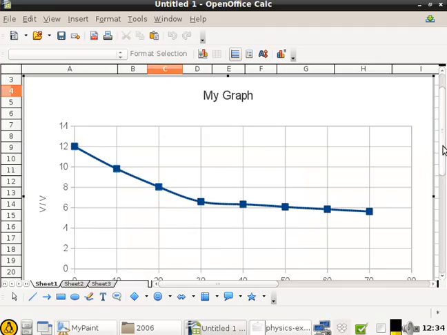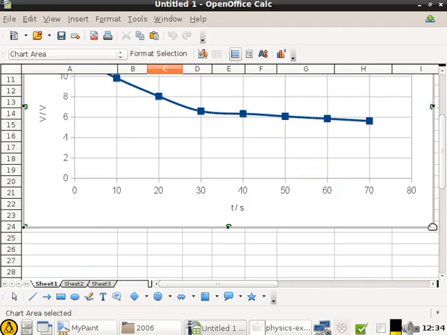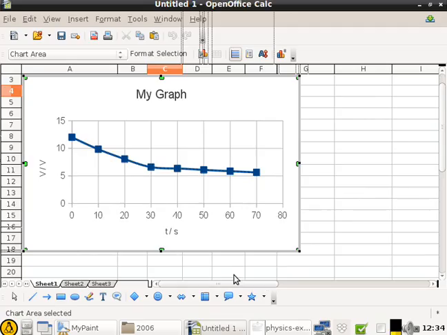So, yes, it's quite amazing. Let me just make it a bit smaller. Focus. Now, we have the graph. Plot the graph of potential difference against time. So how many marks for that graph?